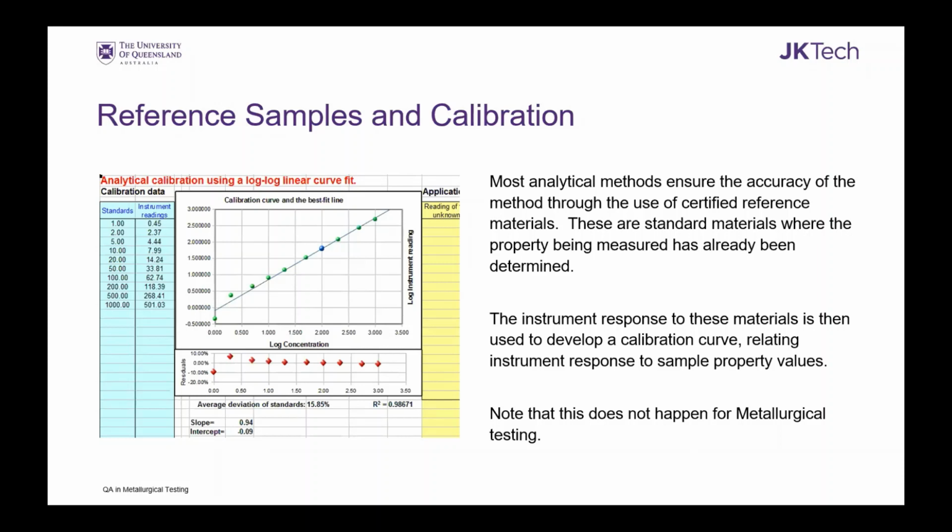One thing to note is this does not happen in metallurgical testing. There is no standard sample that we know has a work index of, say, 15 kilowatt hours per ton. There is no sample where we know it has an A times B of 50. So that is one of the issues with metallurgical testing. We cannot use these standard techniques to ensure the accuracy of the results.